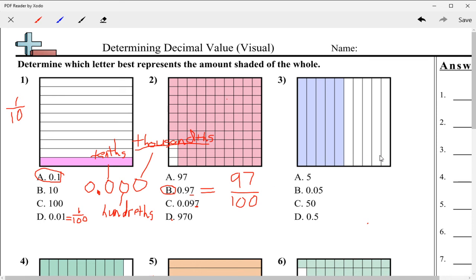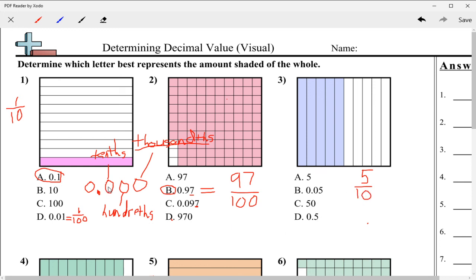Alright, let's look at this one. It is split into 10 again. Although, unlike number 1, this one's split into columns instead of rows, it is still split into 10, and there's 1, 2, 3, 4, 5 shaded. So which one of these would be the answer? In fraction form, it would be 5/10. And which one of these is 5/10?